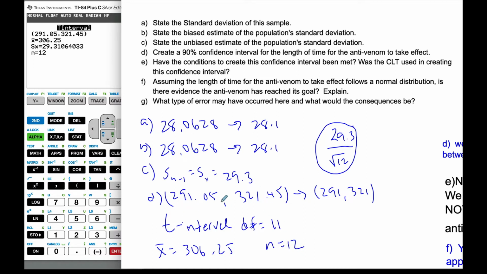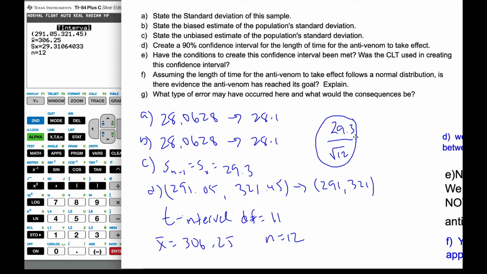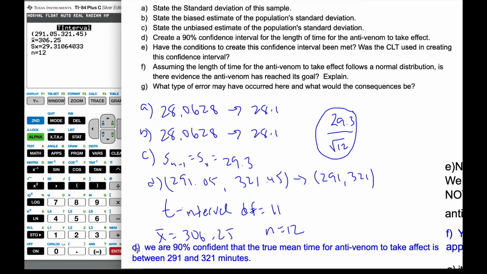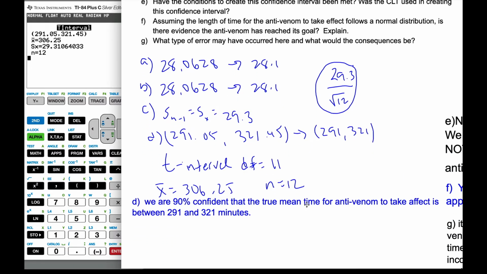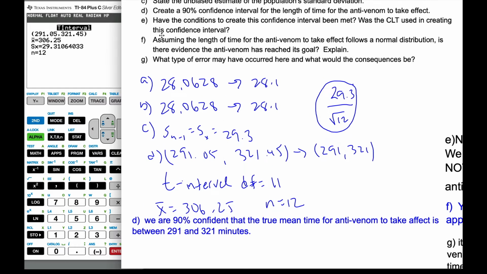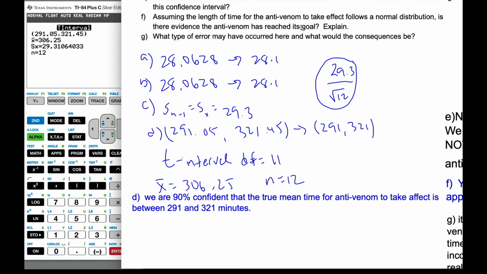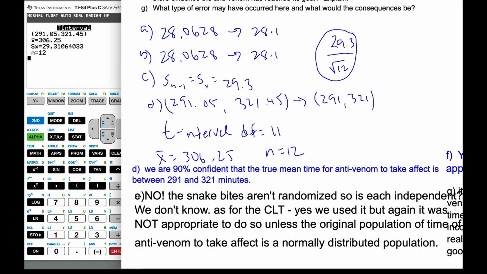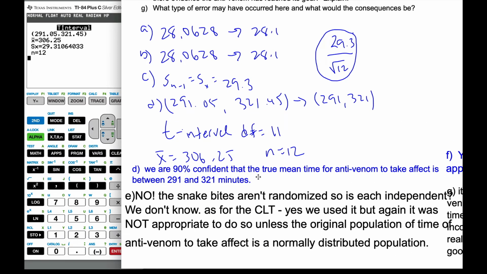I've given the actual value, and the last step is we're going to interpret it in context. We can say we are 90% confident that the true mean time for antivenom to take effect is between 291 and 321 minutes. So we answer it in context. All right, so now E part says, have the conditions to create this confidence interval been met? Was the CLT used in creating this confidence interval? Well, the answer is no, it's not been met for many reasons.